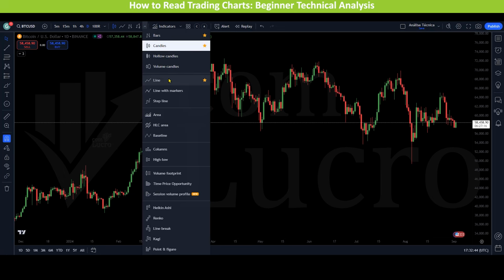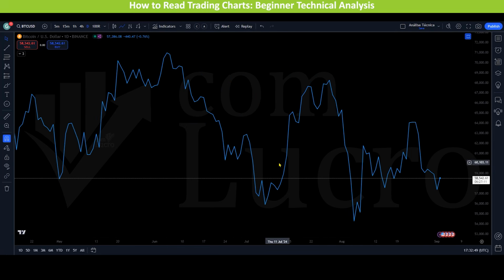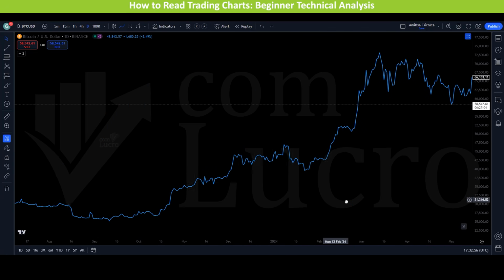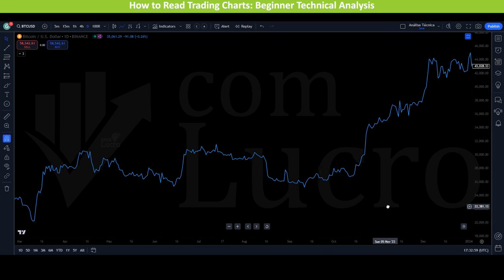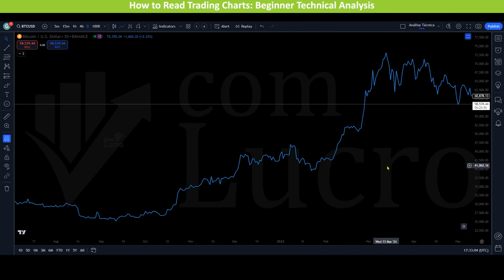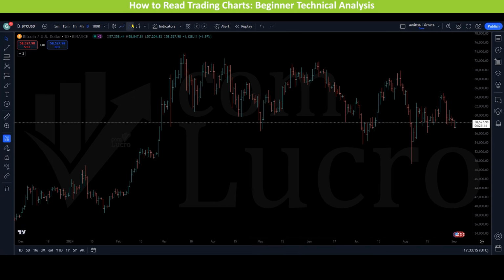As you can see, the line chart connects the closing prices of the asset over the selected time frame with a continuous line. It is simple and easy to interpret, which makes it a great tool for identifying the general direction of the market. However, notice how it only shows the closing prices. This means it does not provide detailed information about price movements within each period, such as the highs, lows, or opening prices.